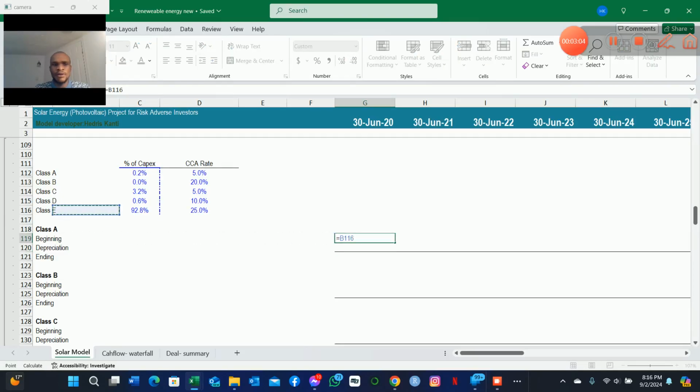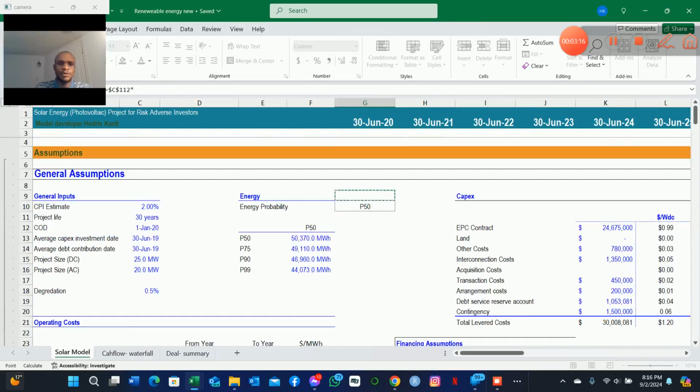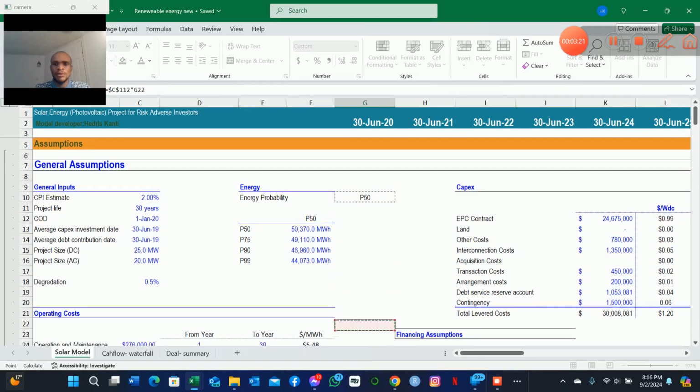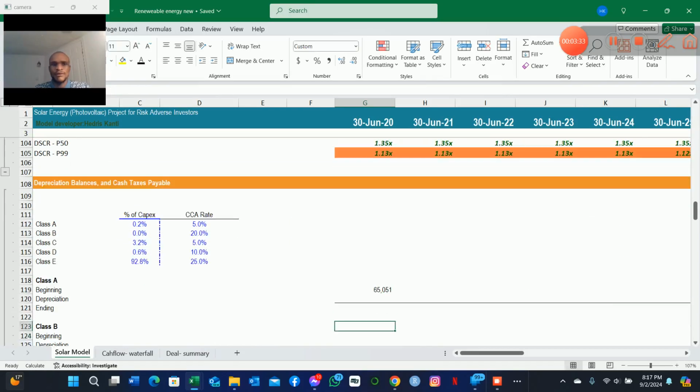It's gonna be equal to the percent of capex, percent of capital expenditures. We take the number and we multiply it by K21. We multiply it by our total level cost, which is the asset which will be depreciated under the class. Reference that K21 with F1. Then we can do the same for class B. We take the number, we multiply it by K21 reference with F1.